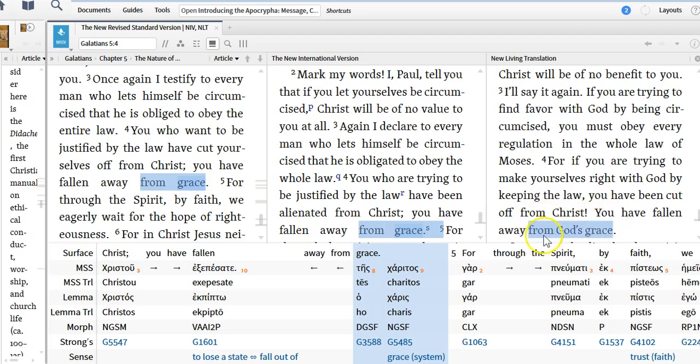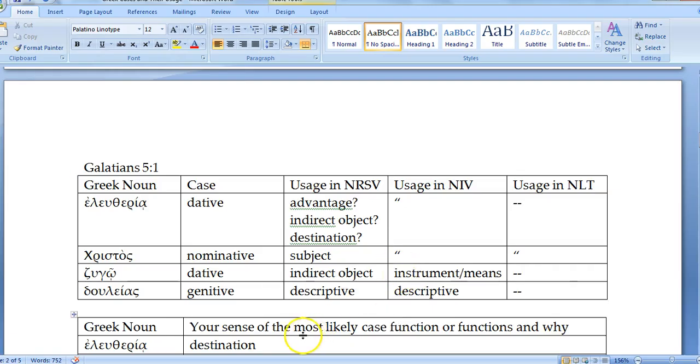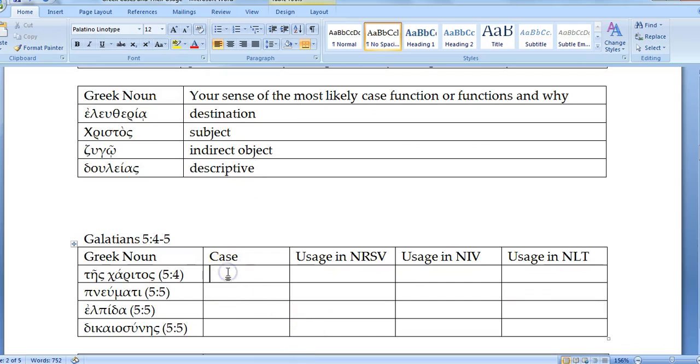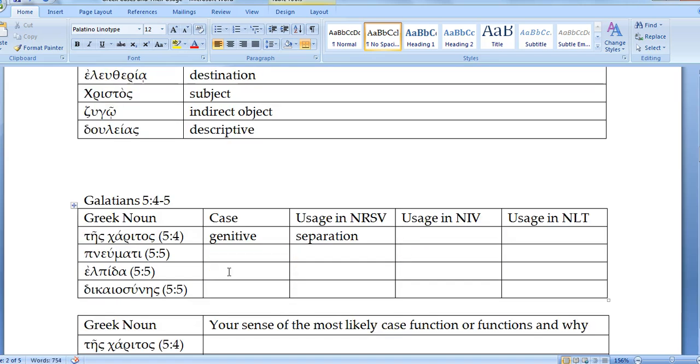But this is a way of representing in English the sense of a genitive of separation. When you fall away, when you break a relationship, as it were, there's a separation implied. So it makes the most sense to take this as a genitive of separation, as all three translations have clearly done. Yes, that's correct. A genitive of separation in all three.